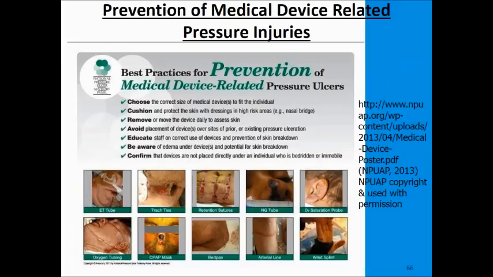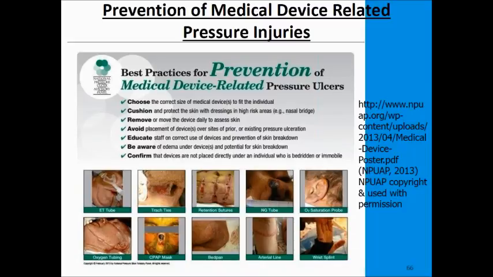This is a common problem at many facilities. They have difficulties with this, so we'll go through a lot of examples. The new definition for a medical device-related pressure injury describes the etiology of the injury, and it results from the use of diagnostic or therapeutic devices. The injury usually conforms to the pattern or shape of the device. And you do use the staging system with medical device-related injuries.